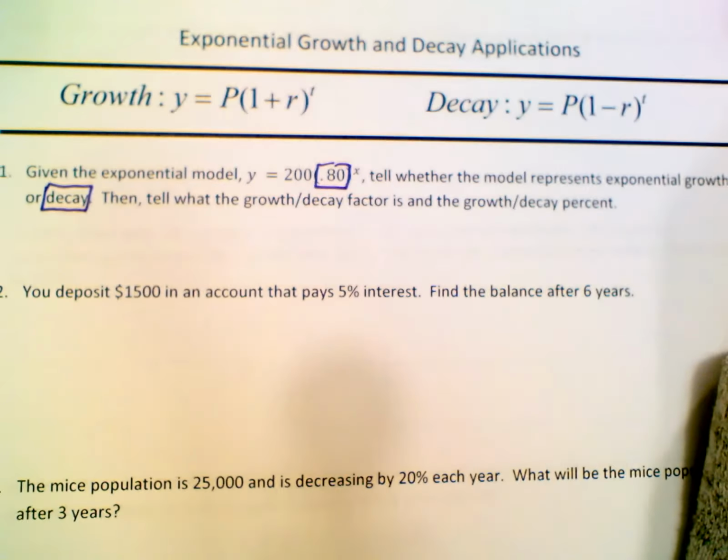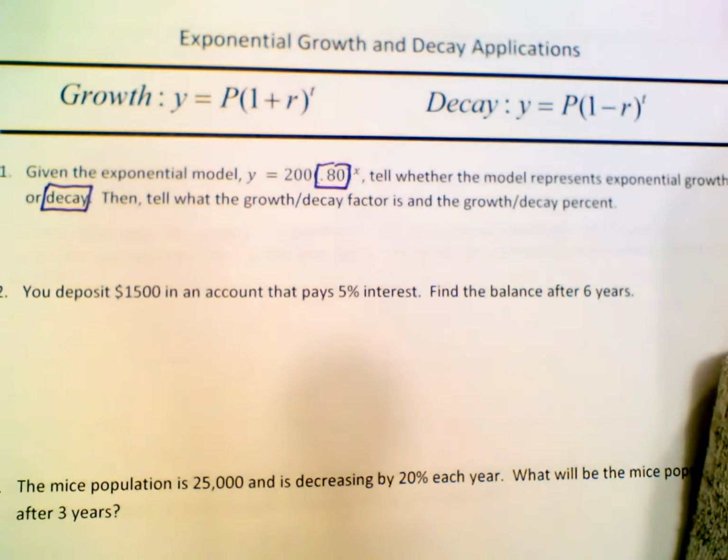You deposit $1,500 into an account that pays 5% interest. Find the balance after 6 years. So you're looking for the balance, so you're looking for the amount in the account. The principal amount, the amount you start with, is $1,500. That's the number in the front, the starting amount. That's what the P is in both of these equations, the principal or starting amount.